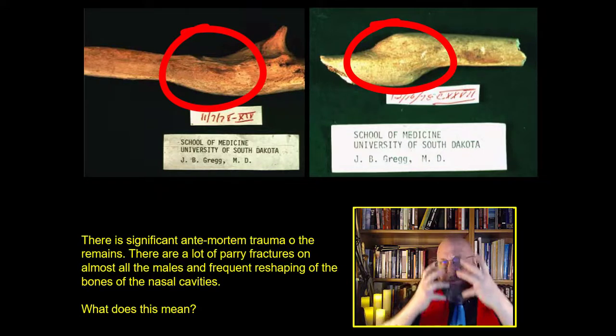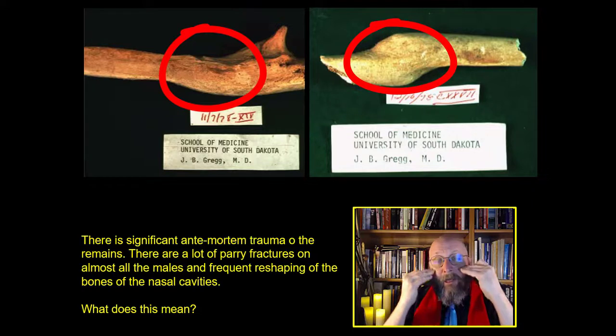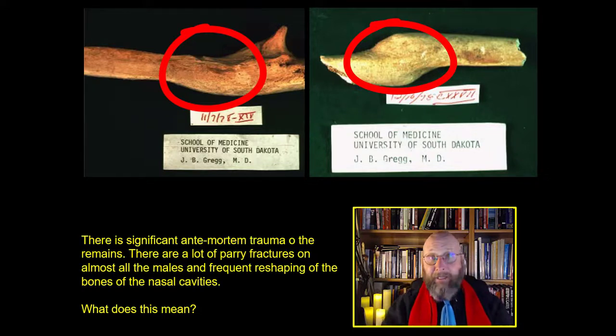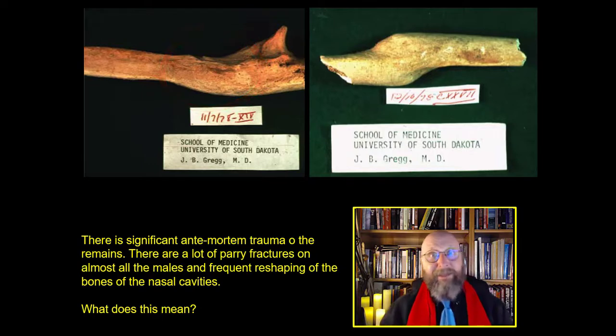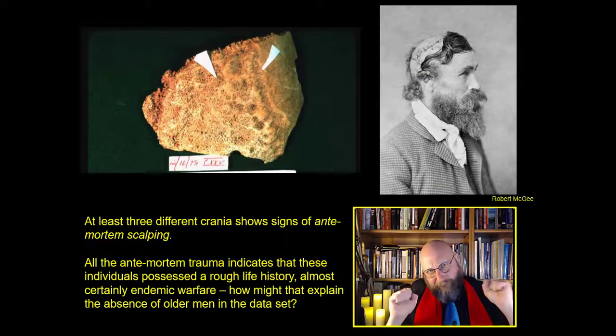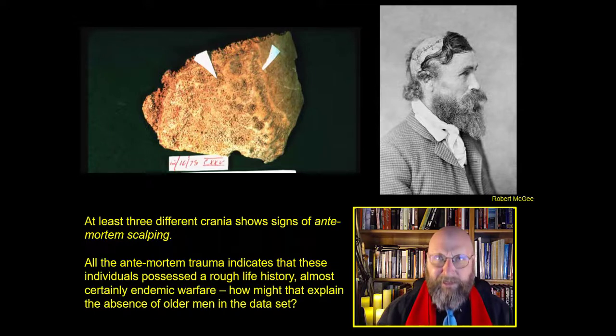And there is frequent reshaping of the nasal bones and of the zygomatic arches. So a lot of these men had been punched in the face a large number of times. These people lived very, very rough lives. There is significant violence present in this society, which is probably why they lived in a fortified town on the sides of a cliff.